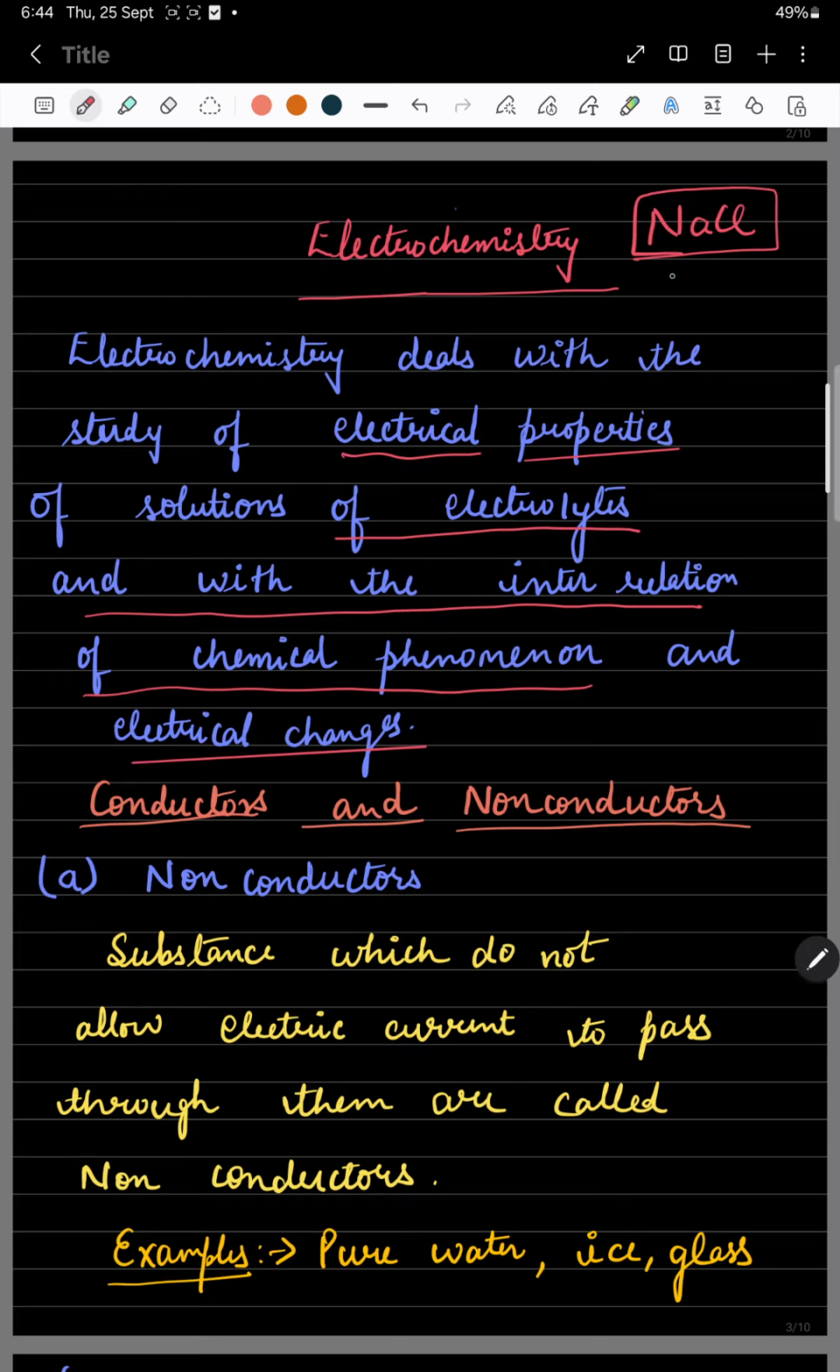Now with the help of electrical energy, if this NaCl divides into Na plus and Cl minus, can we say that with the help of electrical energy, you have formed chemical species like the sodium ion and the chloride ion? Can we easily understand with the help of this? Yes. So now electrochemistry deals with the electrical properties of solution of electrolytes.